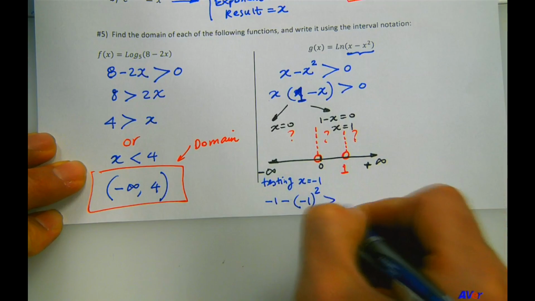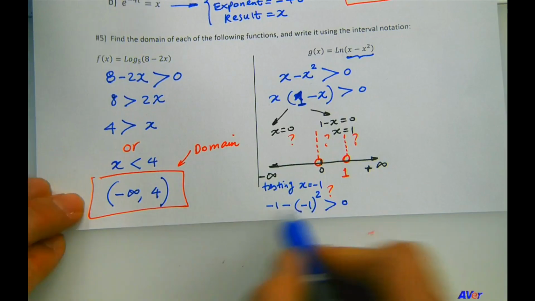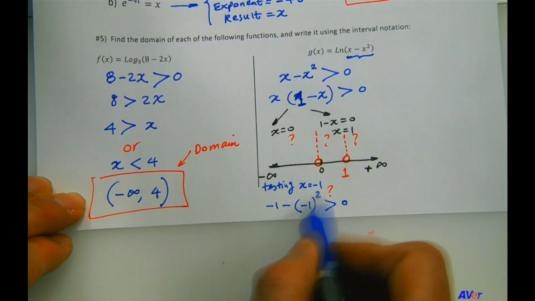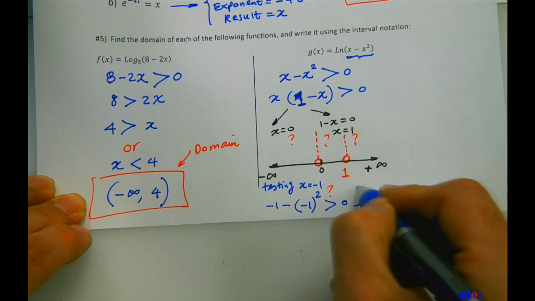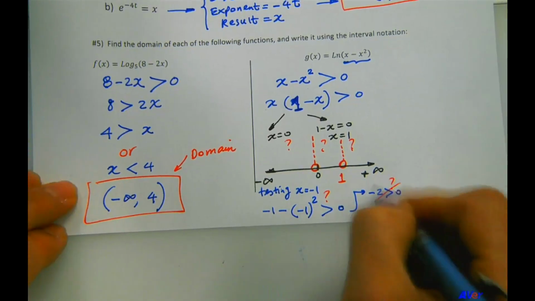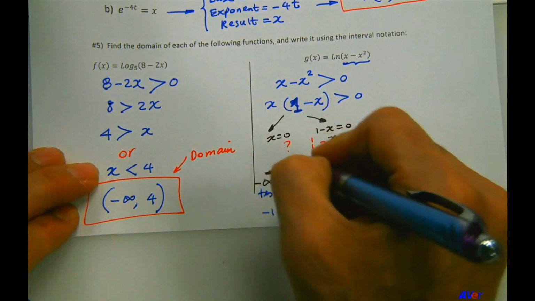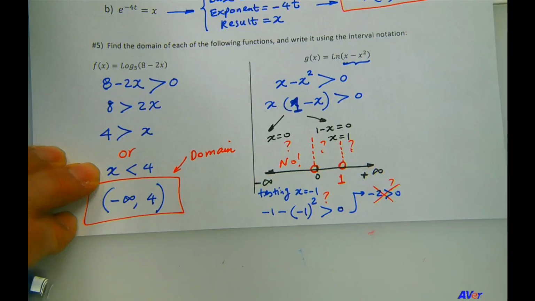We're asking, is the left side greater than 0? So that's minus 1, minus, negative 1 squared is positive 1, minus 1 times that is minus 1. So minus 1 minus 1 is minus 2. Minus 2 greater than 0. Is that true? Absolutely not, right? Minus 2 is not greater than 0. So this region is not a solution. It's not in the domain of that natural log function.